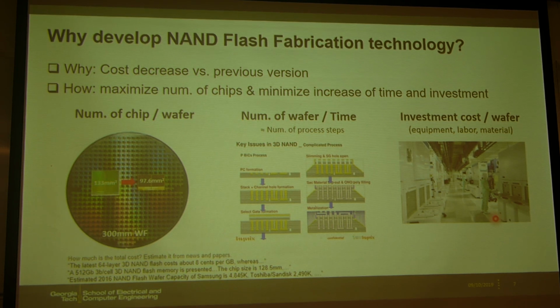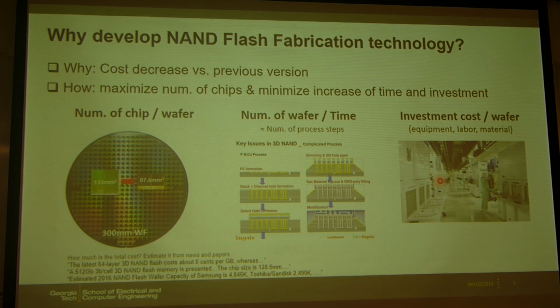So what engineers can do is cost decrease. You know that profit is income minus cost. So what we can do is just cost decrease. Cost decrease compared to the previous version, that means the previous product, we have to decrease the cost. So how do we do that? There are several factors related to the cost.